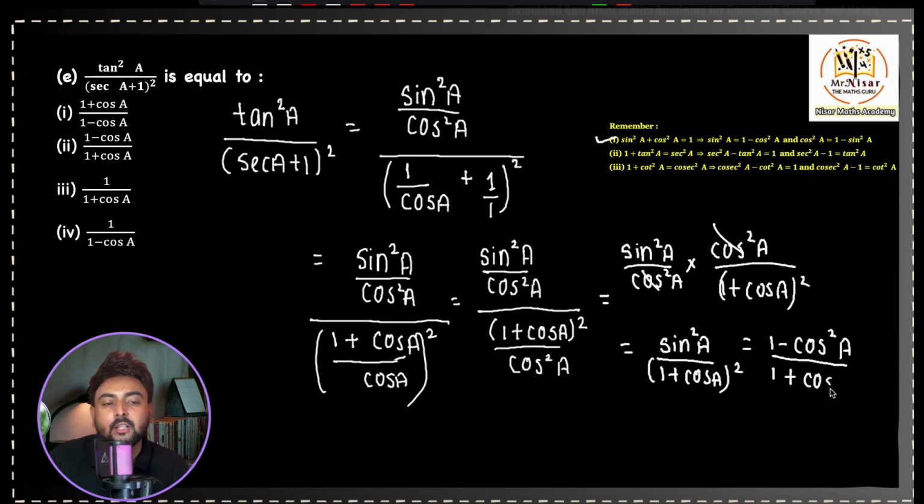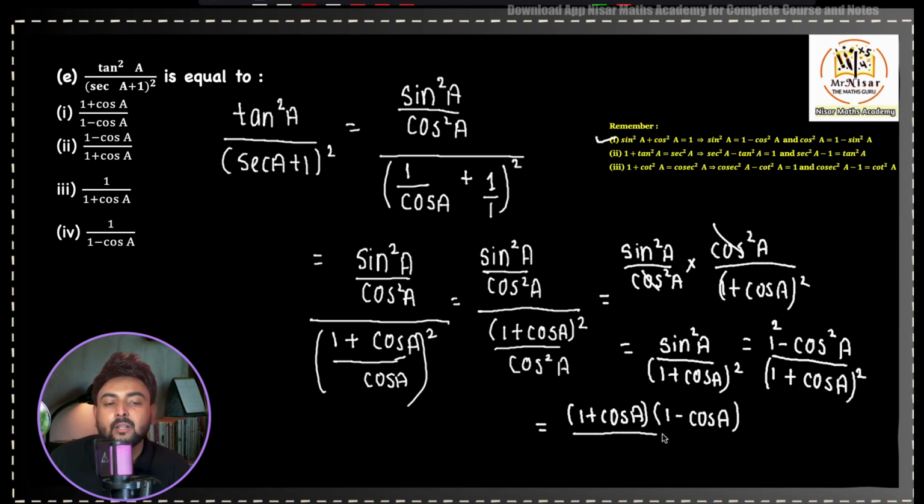And here we have in the denominator 1 plus cos A whole square. Now here it is what? 1 minus cos square A. Can I say this as 1 square minus cos square A? So it becomes A square minus B square. And you are aware that A square minus B square is going to become what? A plus B into A minus B.